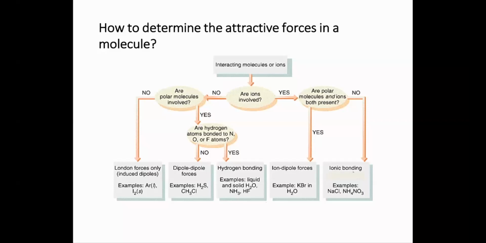This is the slide that I'm referring to, okay? So this molecule is polar. As you can see, you start by saying interacting molecules or ions, are ions involved? Then the answer is no, because we have a covalent compound, as you can see. Then you have to ask, are the molecules involved polar? Then the answer is yes, so that will take you down.